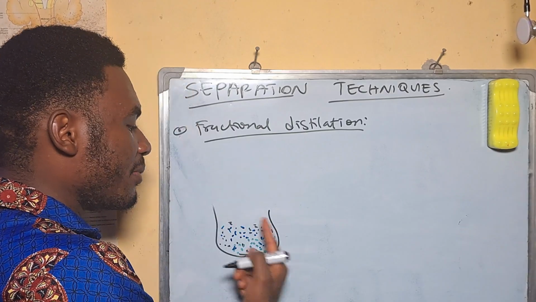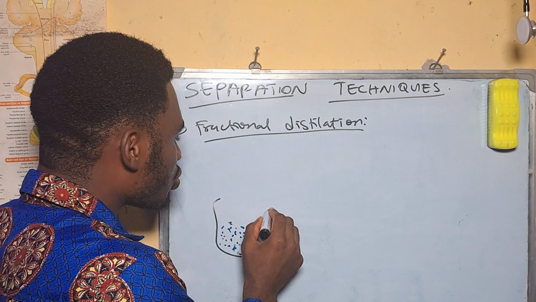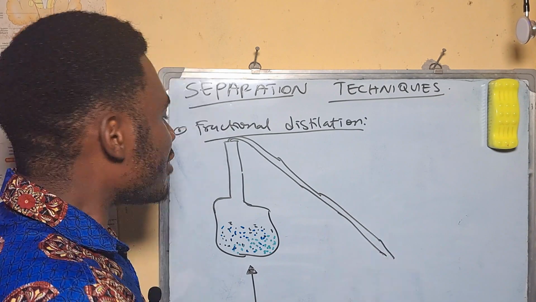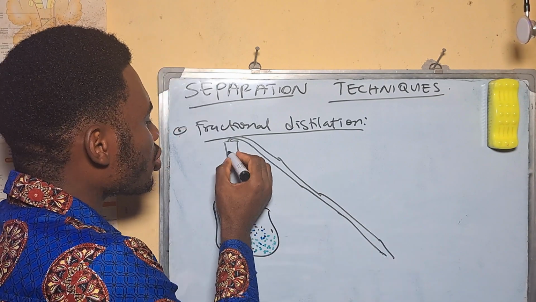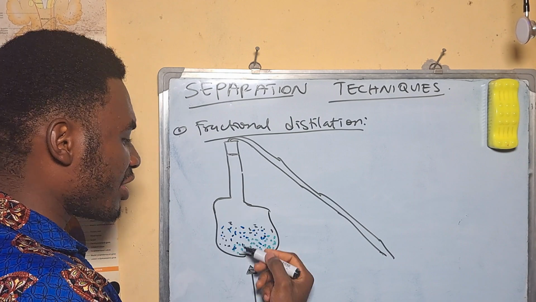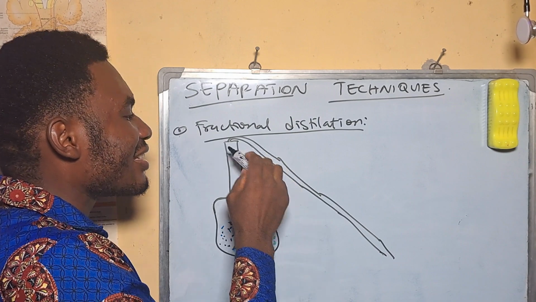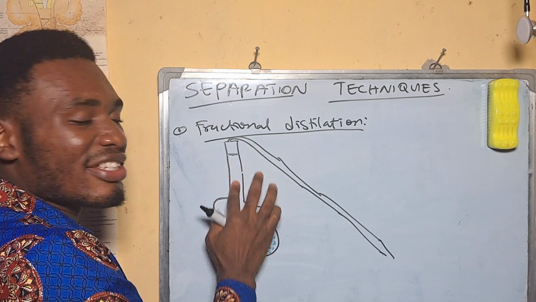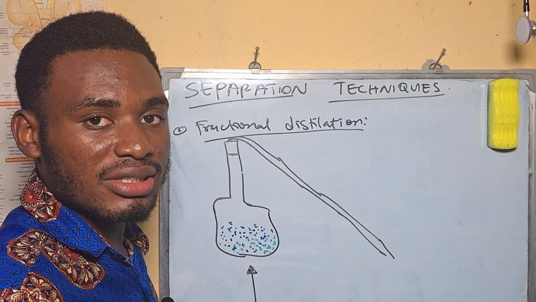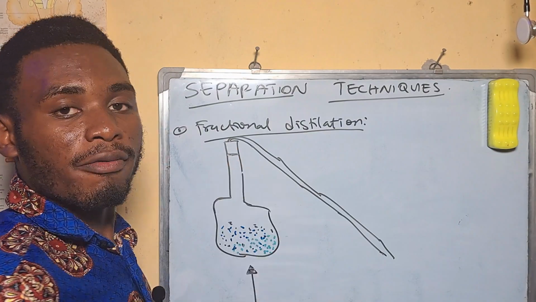Once you heat up these miscible liquids, the vapor is going to be channeled towards a fractionating column. This fractionating column has chambers. The upper chamber has a lower temperature than the lower chamber. This column is made up of mainly glass beads.